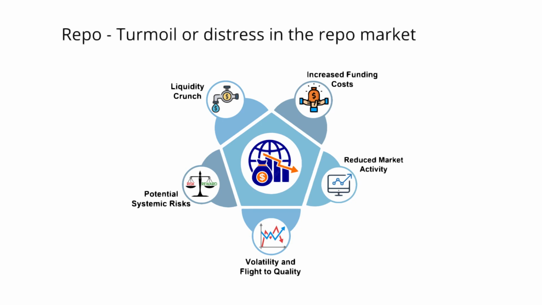To mitigate distress in the repo market, central banks often intervene by providing liquidity support to participants. They can conduct open market operations, such as repurchase agreements or outright purchases of securities, to inject funds into the system and stabilize the market. Regulatory authorities also monitor and implement measures to enhance transparency, improve risk management practices, and address systemic vulnerabilities in the repo market.